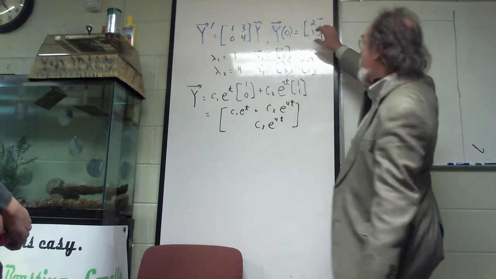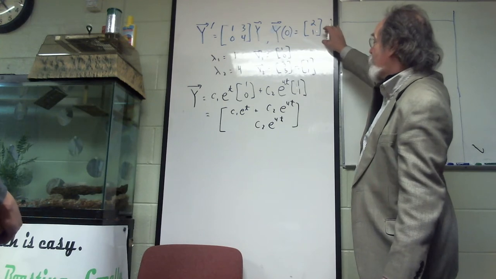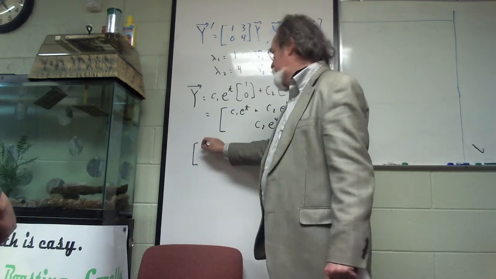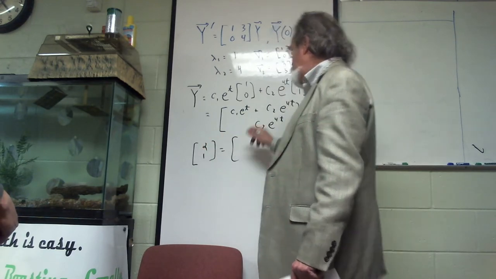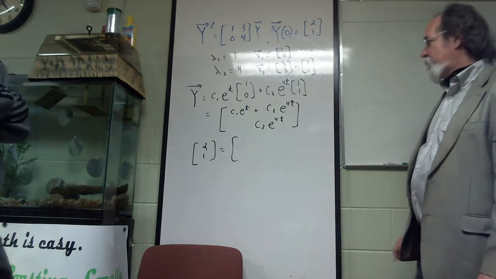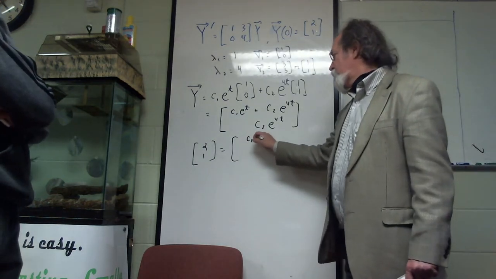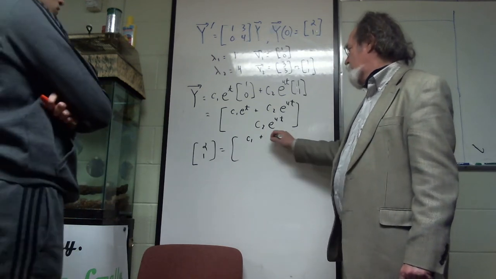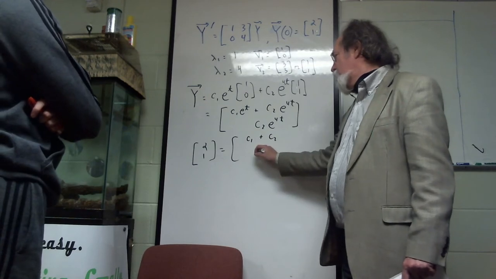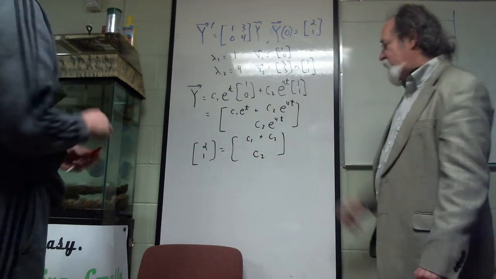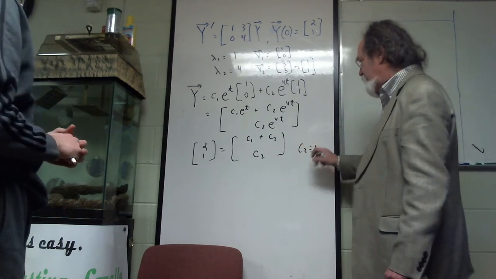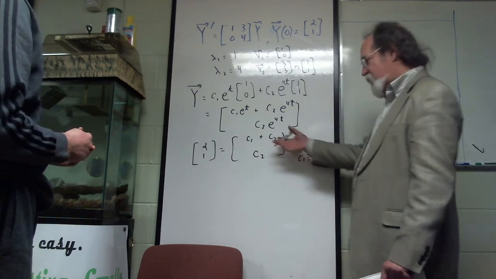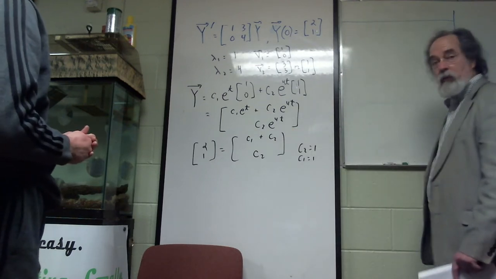And now we can apply the initial conditions. So when t is 0, we get the vector 2, 1, and it's equal to, when t is 0, C1 plus C2. So we can see right now, C2 has to be 1, and if C2 has to be 1, then C1 has to be 1. You just see it by looking. No heavy-duty work.